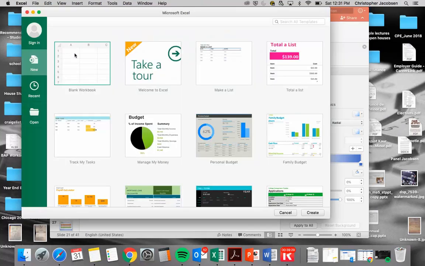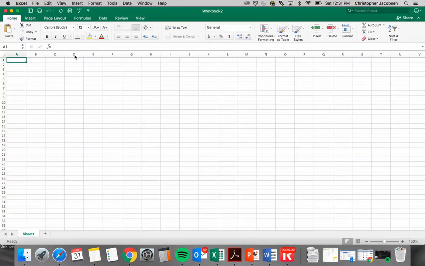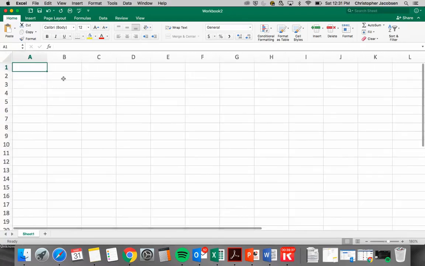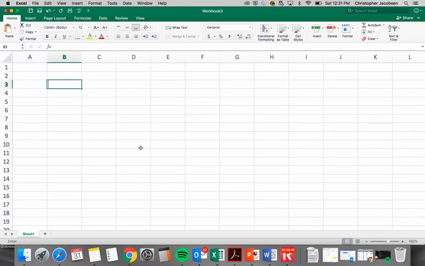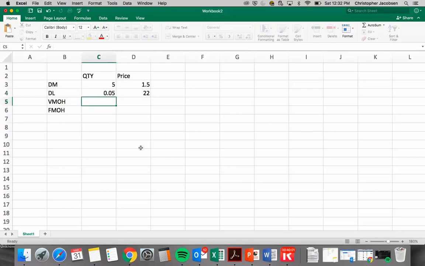I want to pull up Excel because I want to show you guys exactly how you would have done that, because I like to use the formulas. So we would have here's our direct material, here's our direct labor, here's our variable manufacturing overhead, here's our fixed manufacturing overhead, here's our quantity, here's our price. So for quantity, 5 pounds, $1.50. Direct labor, 0.05, 22. Variable and fixed, 0.1, 0.1, 25, and 9.